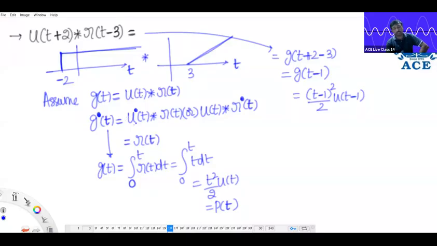First, I assumed u(t) convolved ramp as g of t. What is the meaning of g dash t, sir? Left side we are doing differentiation, which means on the right side any one signal is differentiated. That is simplified as ramp. Integration of ramp is a parabolic signal. We got the answer.